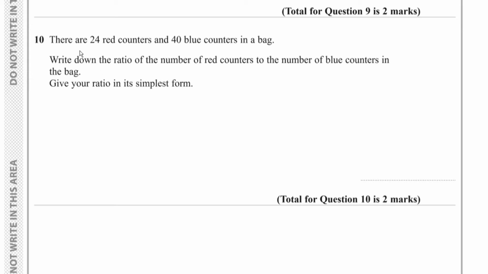Question number 10. There are 24 red counters and 40 blue counters in a bag. Write down the ratio of the number of red counters to the number of blue counters in the bag. Give your ratio in its simplest form.